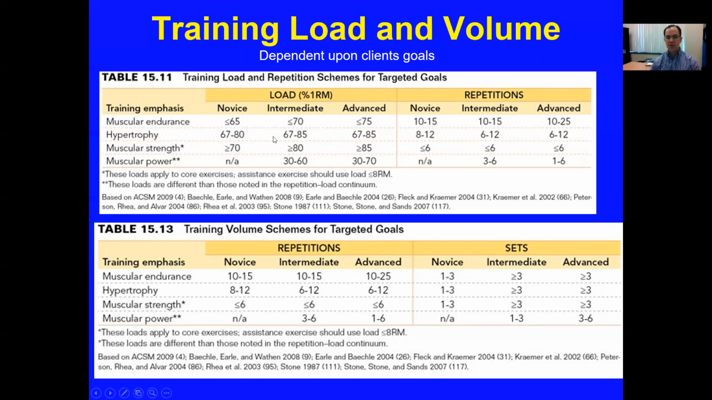But let's say the person might be intermediate and their goal is hypertrophy. So they might be somewhere between 67 and 85% of 1RM. Let's say you may start them off at 70%, and the repetitions would vary around 6 to 12.